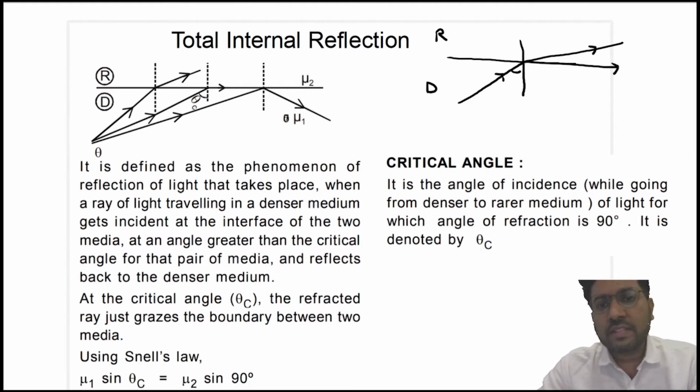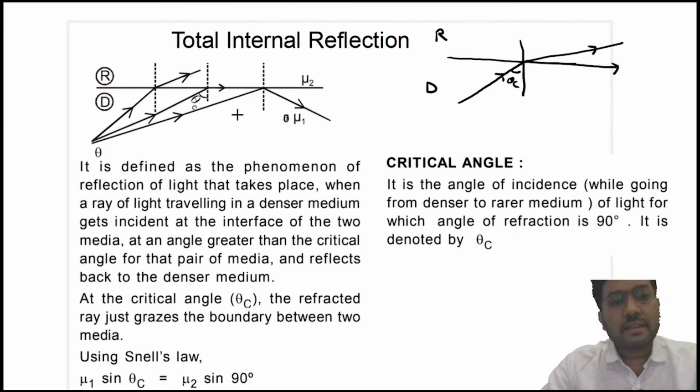Then the angle of incidence at which the angle of refraction becomes 90 degree is called the critical angle. Graze the surface, or you can say grazing emergence, means the angle of refraction becomes 90 degree. So at a particular angle theta c, that is called the critical angle, the angle of refraction becomes 90 degree. Now what happens if the angle of incidence becomes greater than the critical angle? Light no longer refracts. Why? Because it has reached the maximum refraction angle, that is 90 degree.